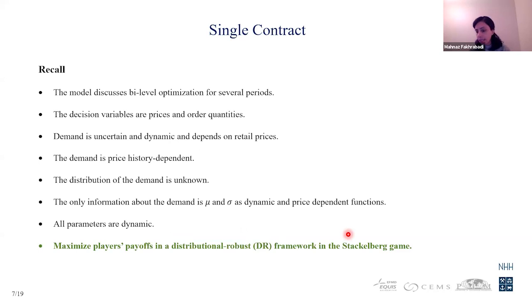Now we want to talk about a single contract. What a single contract is, I want to say it is a recall. We want to see what we were working on in the periodic contract. We have the same structure for a single contract, as the model discusses bilevel optimization for several periods. The decision variables are prices, wholesale and retail price, and order quantities. The demand is uncertain and dynamic and depends on retail prices as a function of all historical prices. As we said, the distribution of demand is unknown, and the only information that we have is the mean and standard deviation, which are dynamic functions of prices. All parameters are dynamic, and what we want to do is maximize the players' payoffs in a distributionally robust framework in the Stackelberg game.